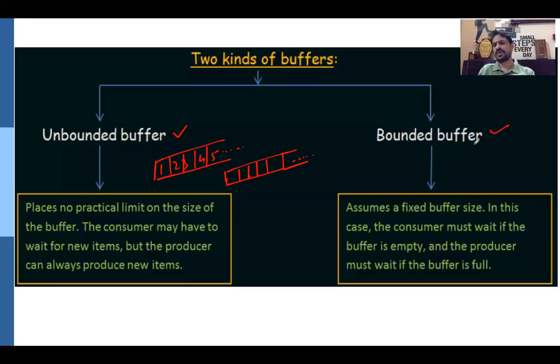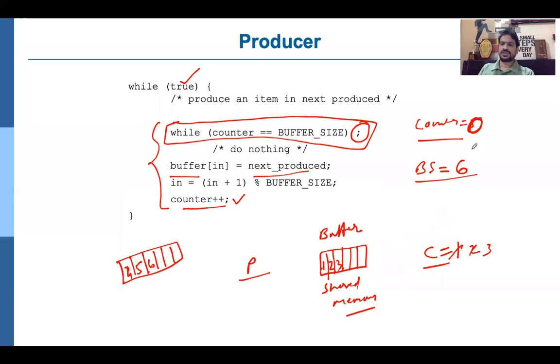Now let's go to the bounded buffer that we have seen. What will happen in the bounded buffer? If we have the bounded buffer, then the producer will always have to check whether the buffer is full or not with this particular condition. And if the buffer is full, the producer has to wait. It means it will go into the loop.